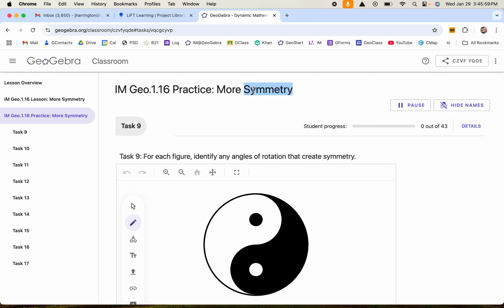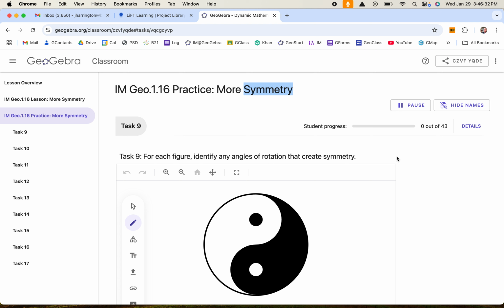This is dealing with more symmetry. This is about rotational symmetry. Remember, you stick a pin in something and you start spinning it around. If you can get it to match up in terms of its position, and sort of click into place the same way it was before you get around to 360 degrees, then it has some degree of rotational symmetry. Okay? All right. So it says for each figure, identify any angles of rotation that create symmetry.